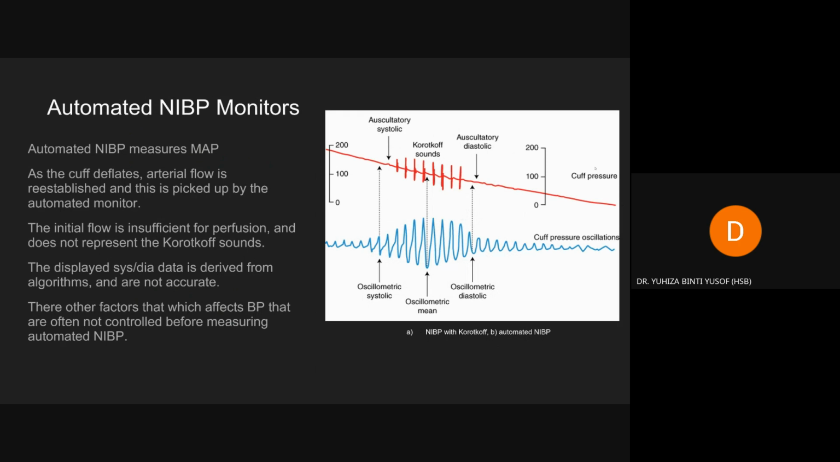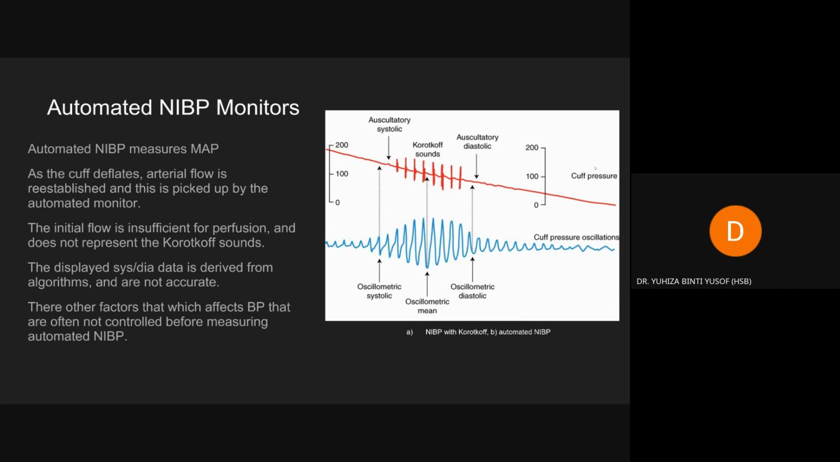So the gold standard of non-invasive BP measurement is your Korotkoff sound. Okay, so your Korotkoff sound is not a simple procedure. There are 13 things that you need to be aware of before you take a manual BP with Korotkoff. When you do automatic BP, non-invasive and typical monitoring yang kita guna, we don't control for all these 13 things.